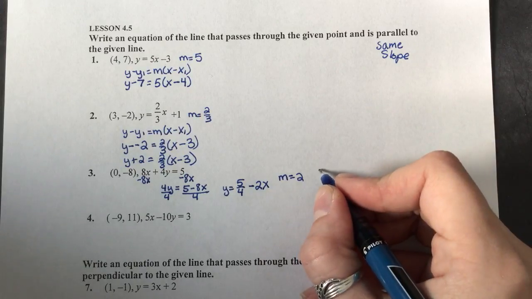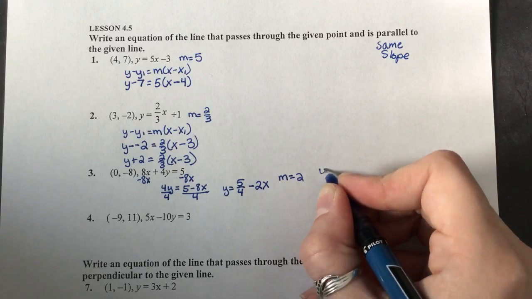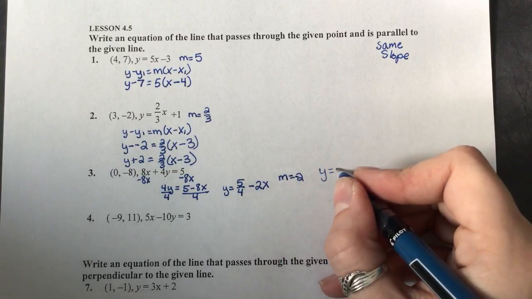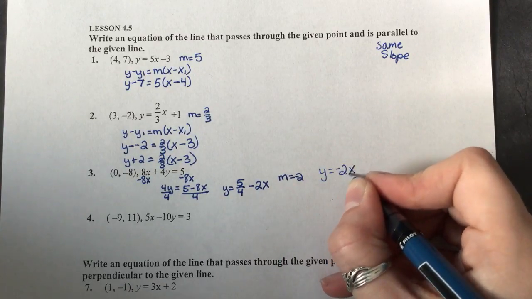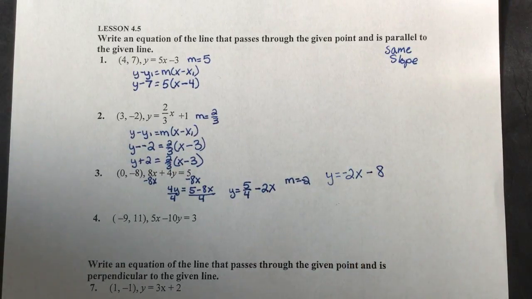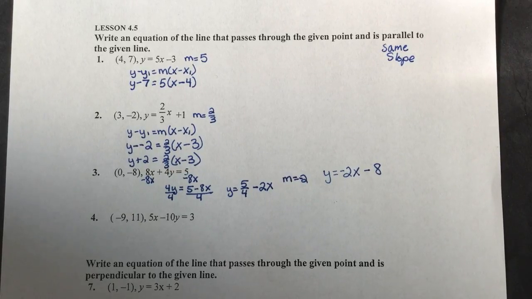So I'm going to write it in slope-intercept form. Y equals, oops, I forgot the negative. Thank you for telling me. -2x minus 8. Try the next one on your own. Pause the video and try it.